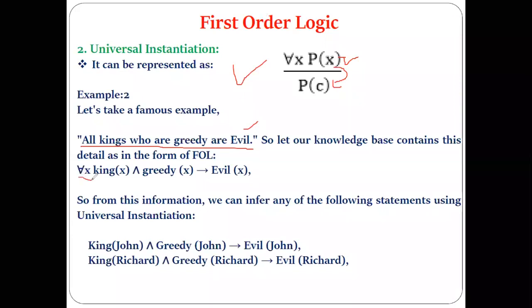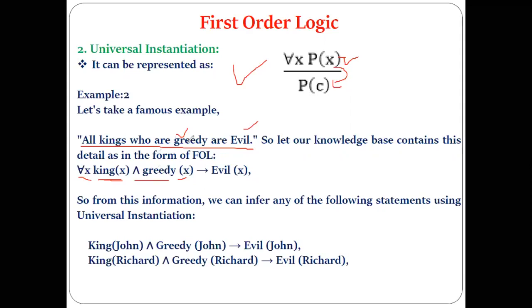Universal quantifier X. Then? King. For all X, if X is a king, correct? For all X, if X is a king, then that king is greedy. Yes. That's why greedy X. Who is greedy? King. Greedy in front of the greedy in bracket X, correct?